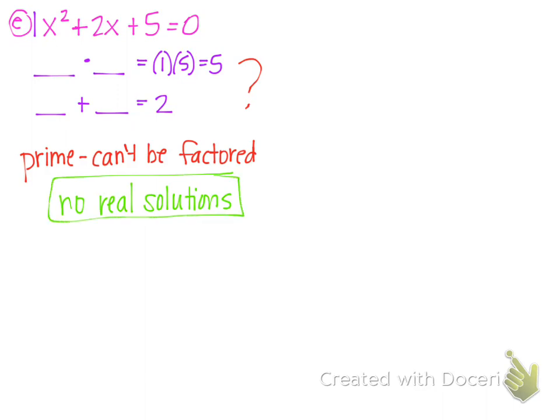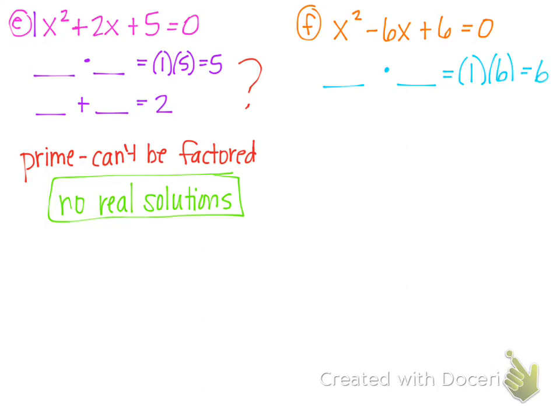So let's do one more, last one of the day. We have x squared minus 6x plus 6 is equal to 0. Let's check. Is there a GCF for this one? Absolutely not. There's no term that is common. So let's try blankety blank again. Blank times blank is equal to a times c. So we have 1 times 6, which is equal to 6. Then blank plus blank is equal to b, which is negative 6.